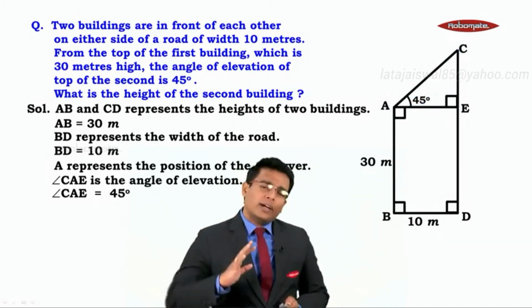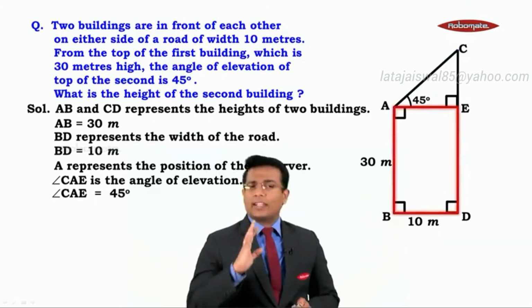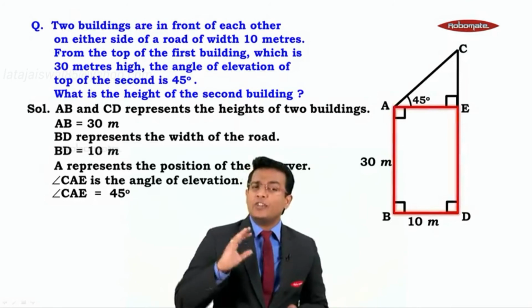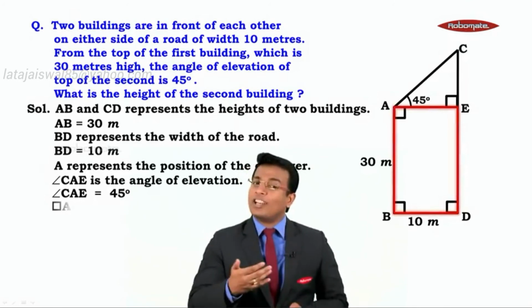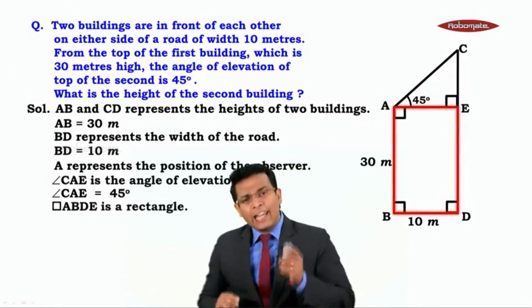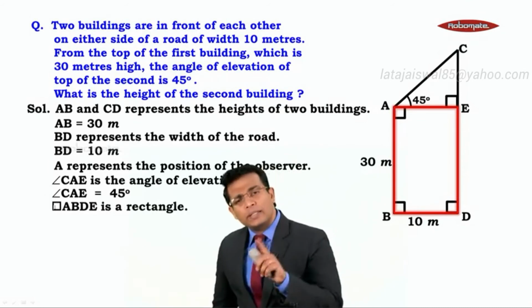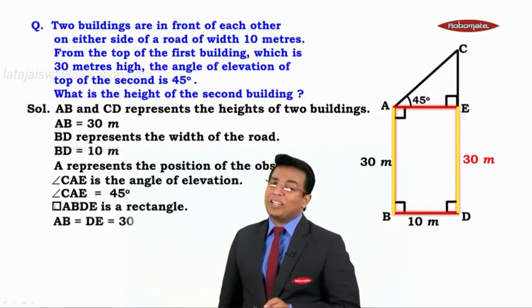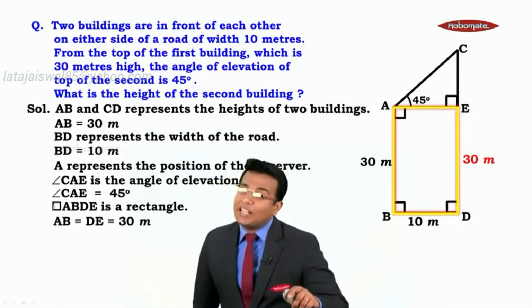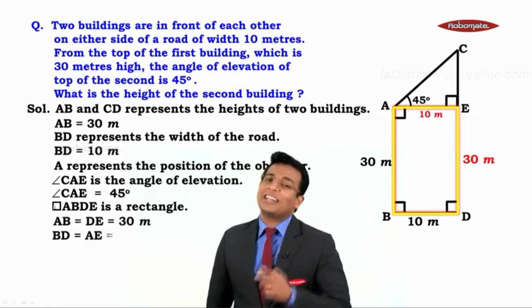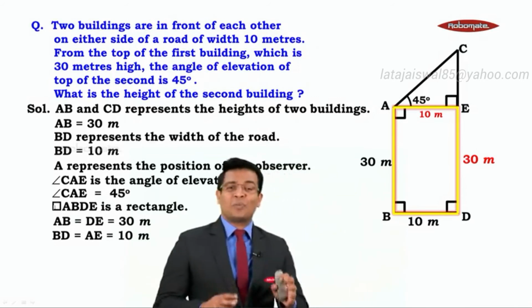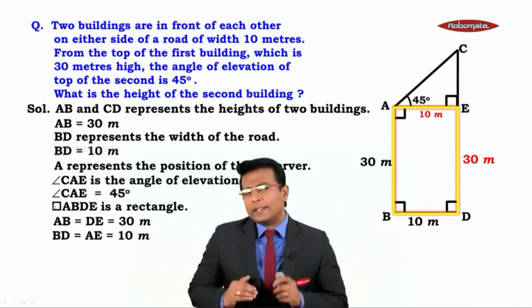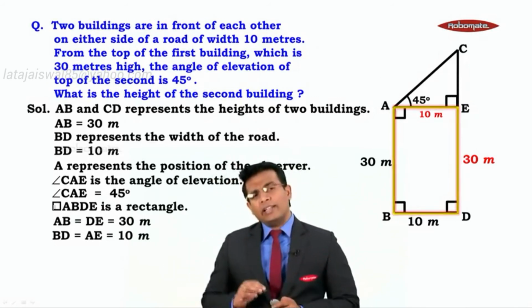Now if you look at this particular quadrilateral ABDE, each of that angle is 90. That means that quadrilateral is a rectangle. And if it is a rectangle, that means the opposite sides are equal in length. That means we can say that AB is equal to ED is equal to 30 meter and we have BD is equal to AE is equal to 10 meter. So this is something which we obtain from the given information. But our job is to find the length of CD.